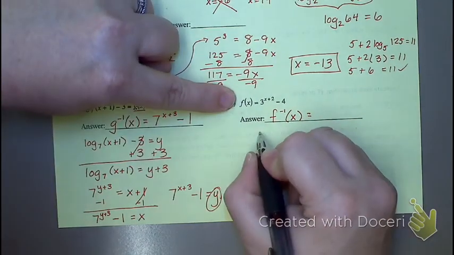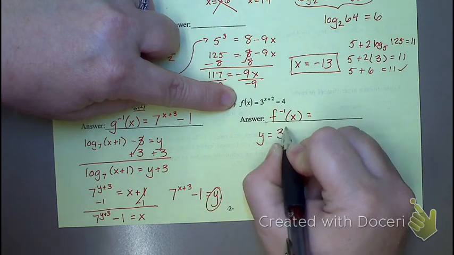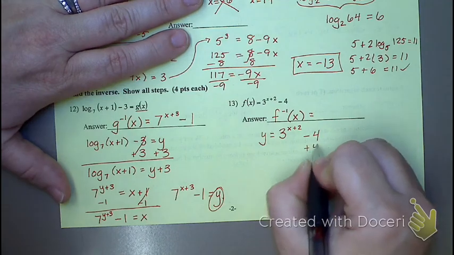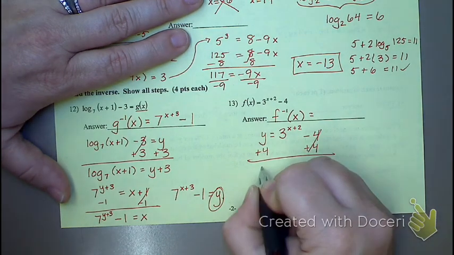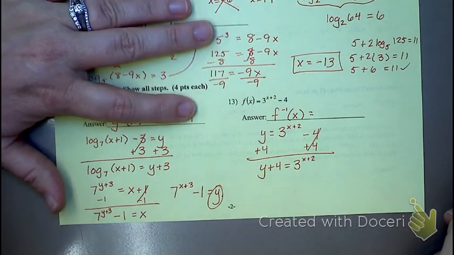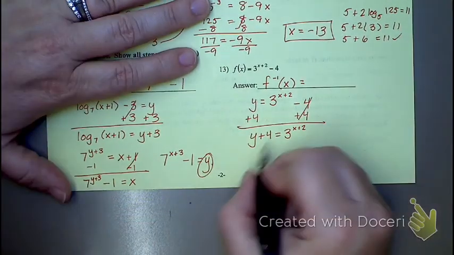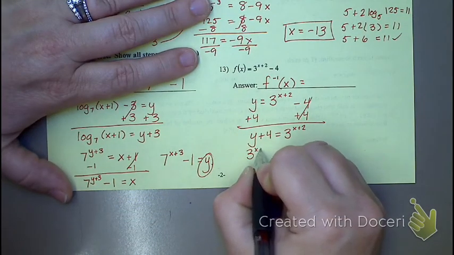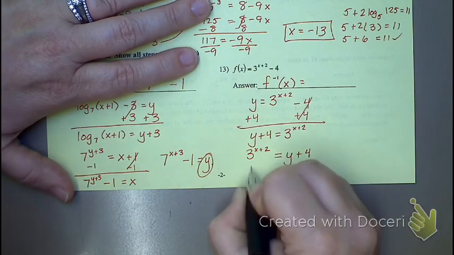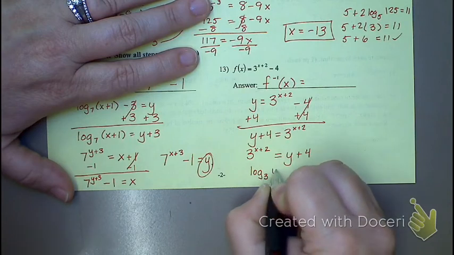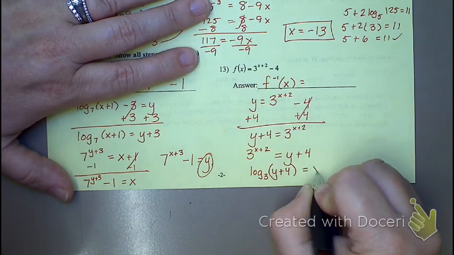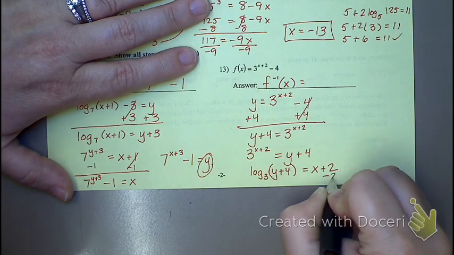Okay? So I'm going to start off changing this to y equals 3 to the x plus 2, minus 4. Now I need to get x by itself, so I'm going to add 4. That gives me y plus 4 equals 3 to the x plus 2. Now I'm going to have to go to log form to get that x out of the exponent. In order to do that, it's easier usually if you move that exponent to the left. So I'm going to flip it all around here. Now I have log base 3 of (y plus 4). Now since I'm taking the log of that whole thing, make sure you got those parentheses. Equals x plus 2.